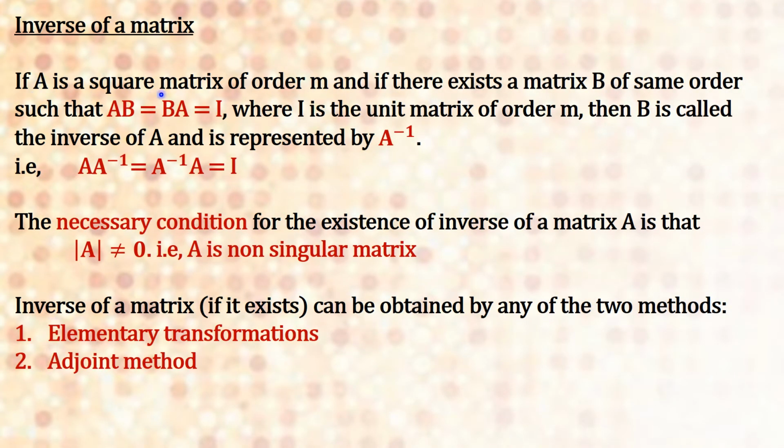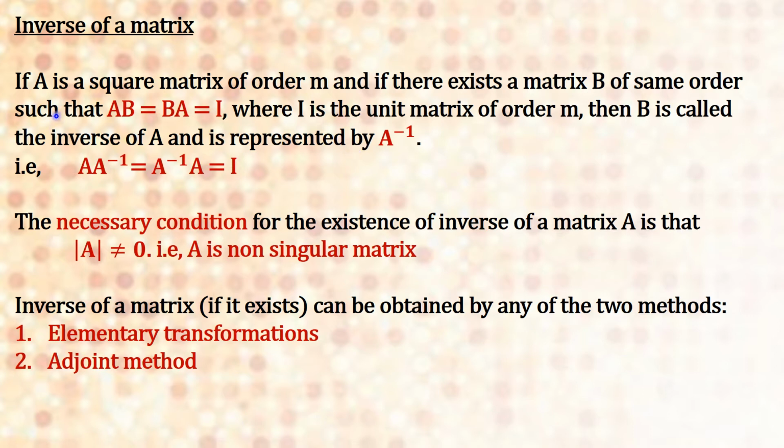If A is a square matrix of order M and if there exists a matrix B of same order such that A into B is equal to B into A is equal to I, where I is the unit matrix of order M, then B is called the inverse of A and is represented by A inverse. A raised to minus 1, we read it as A inverse.